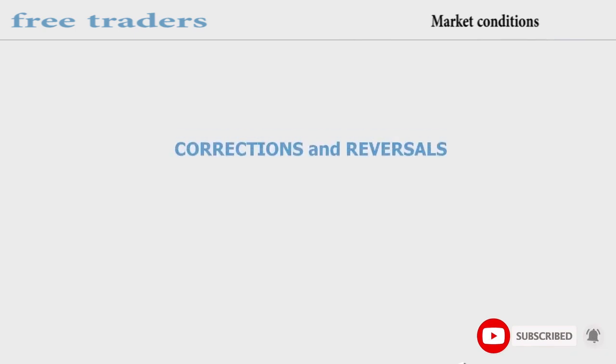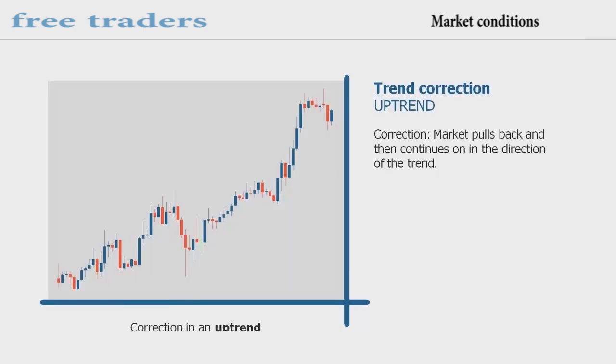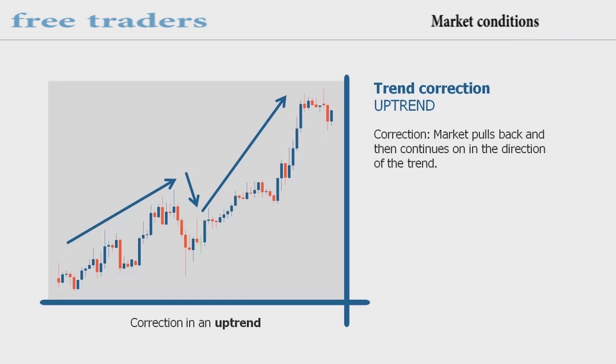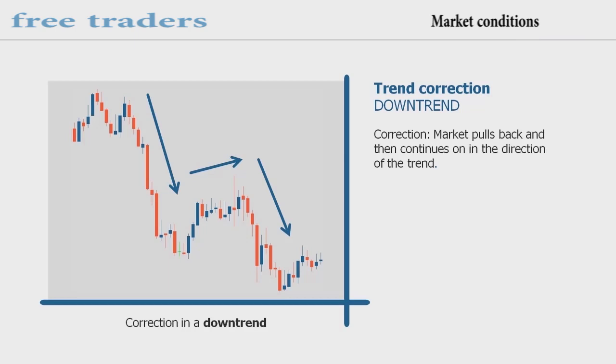A market condition can include corrections and reversals. It is important for you to be able to distinguish between the two. A correction is when the market moves in the direction of the trend, pulls back for a short time, and then continues on the original trend direction. Here is a correction in a downtrend. You see the market moves down, then pulls back a little, and resumes moving down again.